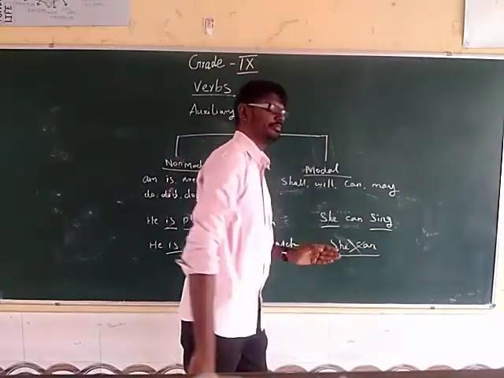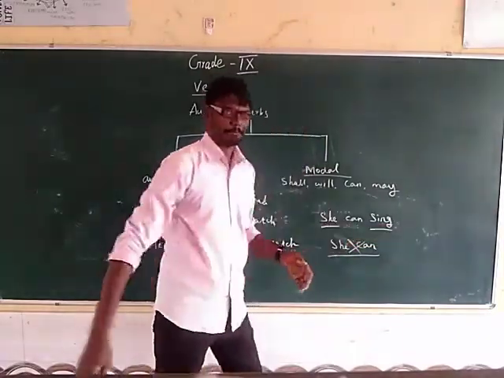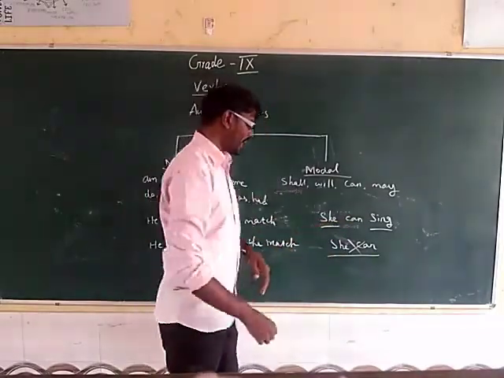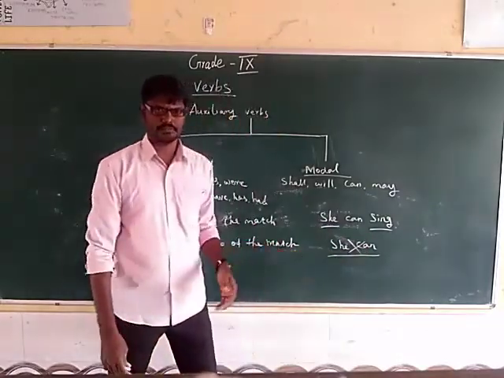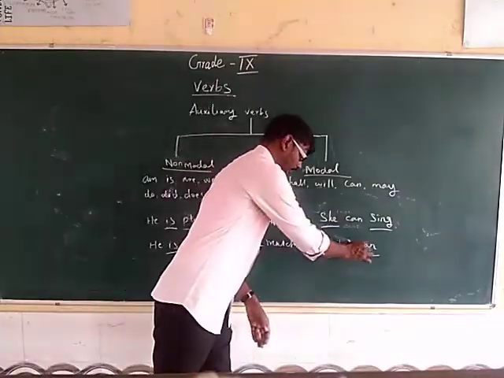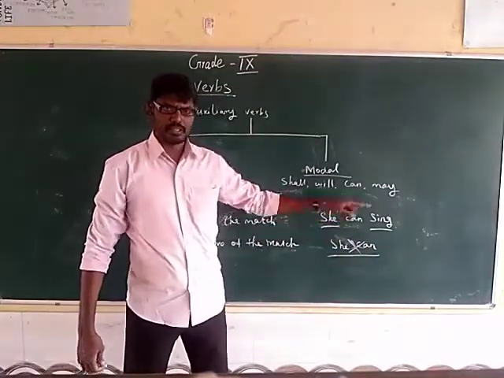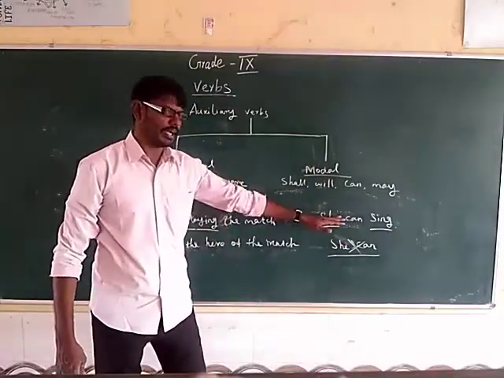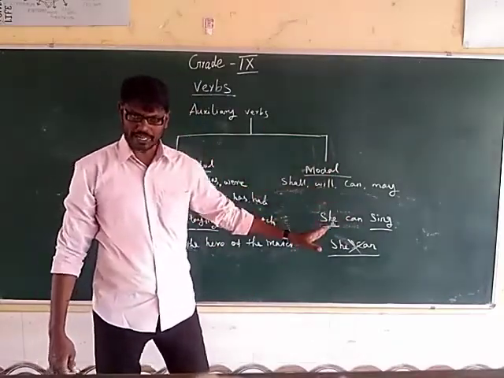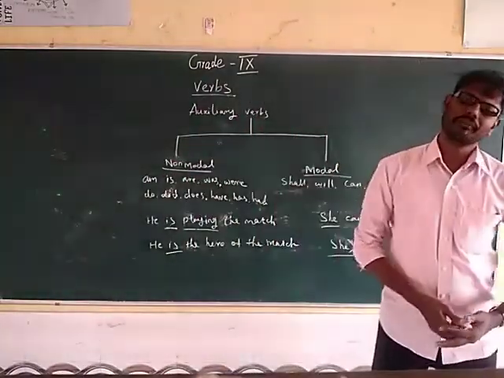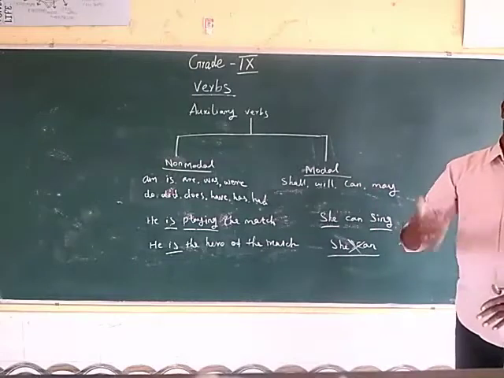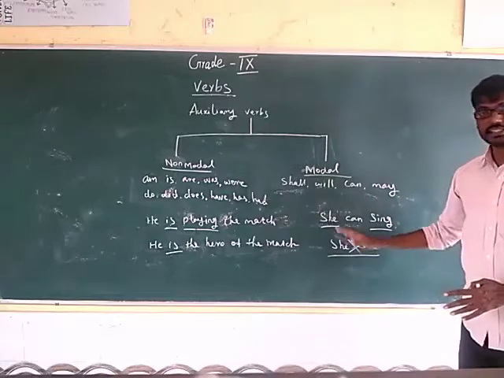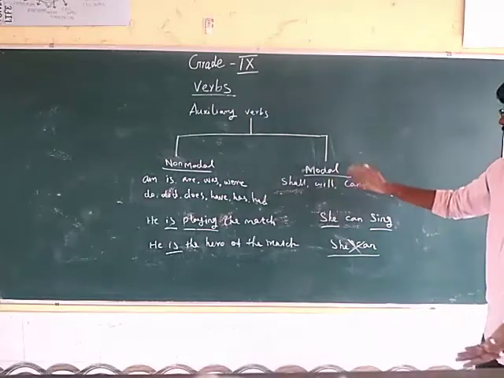She can sing. Here the main verb is sing, S-I-N-G. If you write "she can," what? There is no sense at all. So this auxiliary verb can plays only as an auxiliary. This can cannot play as a main verb. A verb which can only play as an auxiliary verb is called a modal auxiliary verb.